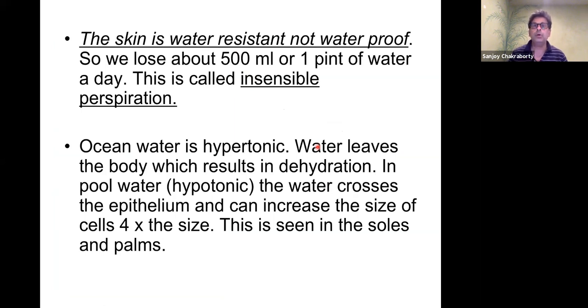Particularly if you are bathing for a very long time, or if you're in a pool for a very long time, you will see your soles and hands have lots of bumps, like ups and downs. They become like a wrinkle structure, because water is going in under hypotonic conditions, and they can create that.